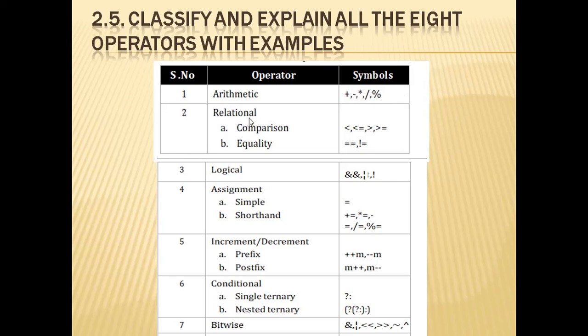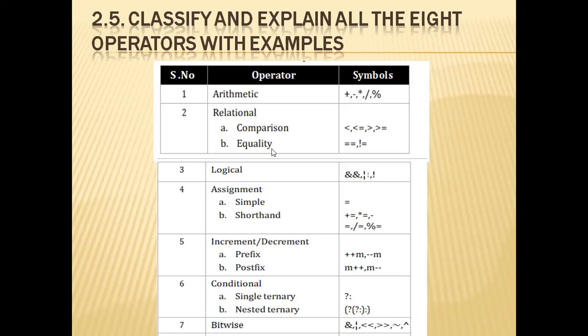And the second one is relational operators. The two types of relational operators are comparison and equality. The comparison operators are less than, less than or equal, greater than, greater than or equal. All these are called comparison operators. By using these comparison operators, we compare two operands.